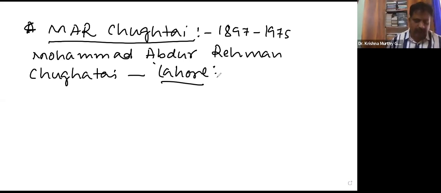Even till today, the original paintings of Chughtai are exhibited in the Government Museum in London, Lahore, and also in Calcutta, West Bengal. These museums are witness to the preserving and protecting of the paintings of M.A.R. Chughtai.